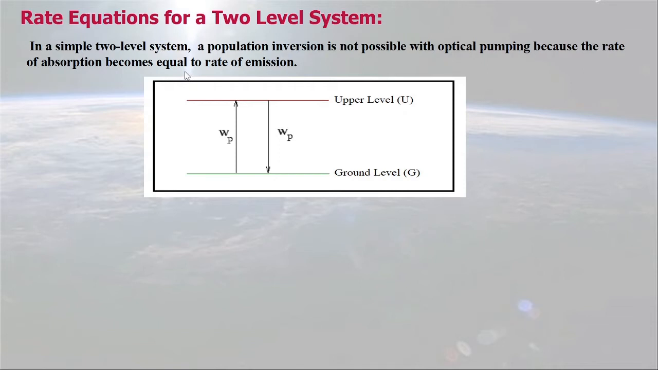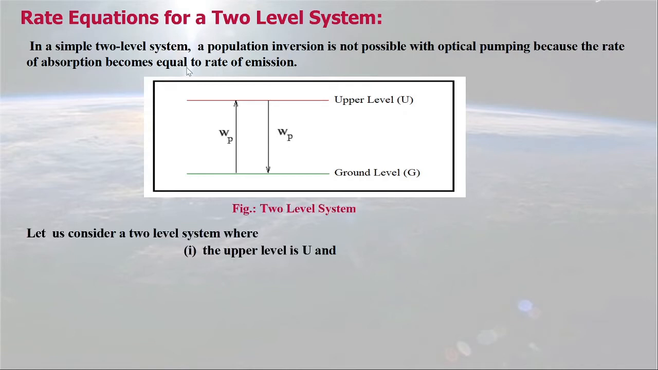Here, let us consider a two-level system where G is the ground level, U is the upper level, and Wp is the pumping induced transition rate for ground to upper or upper to ground level.